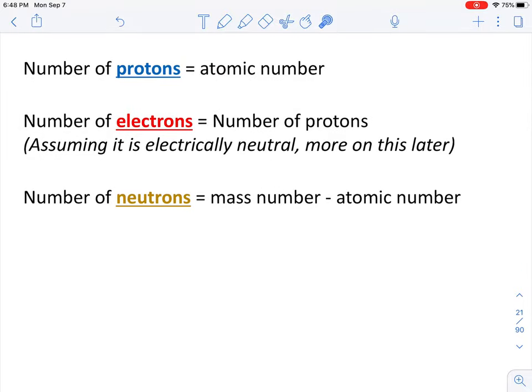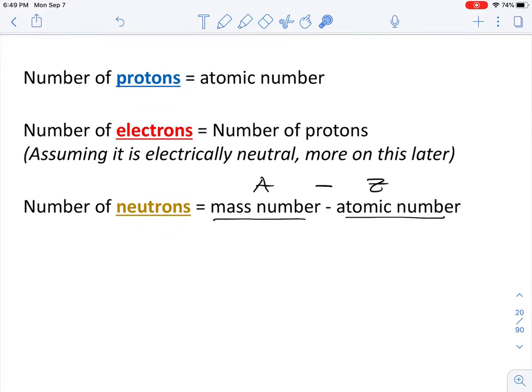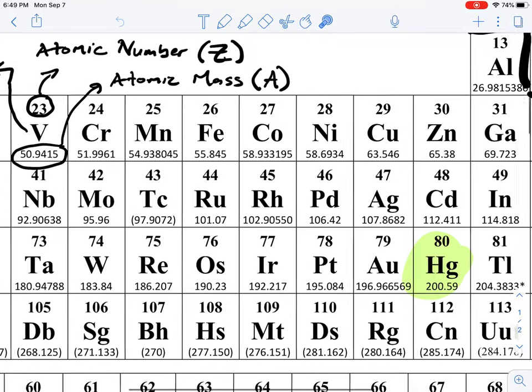It turns out that the number of protons in any given atom of any given element is equal to its atomic number. In an electrically neutral element, we assume that the number of electrons equals the number of protons. And finally, the number of neutrons can be calculated by taking the difference between the mass number, so atomic mass, and the atomic number, so this is going to be A minus Z, where Z is the atomic number. We're going to use these three formulas to calculate the number of protons, electrons, and neutrons in a given element, and work through a few examples to get the hang of this.